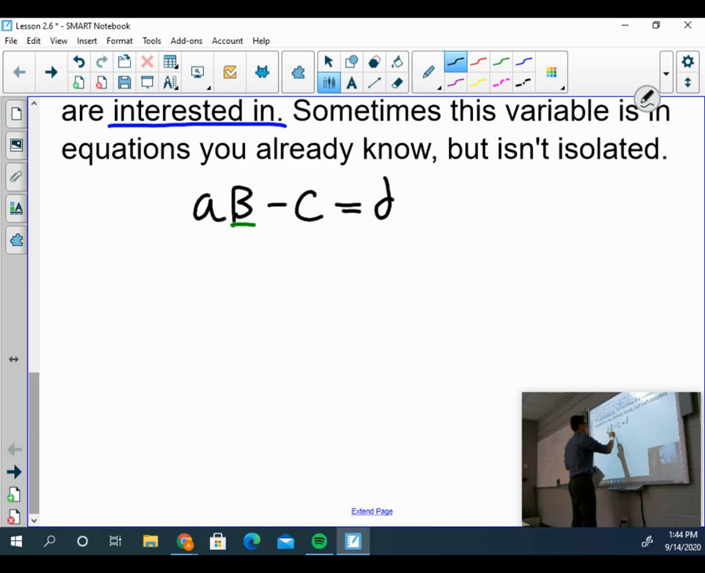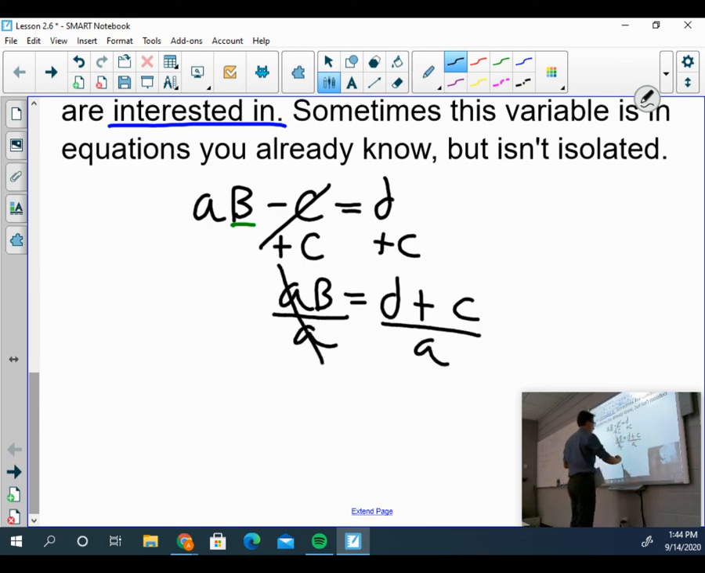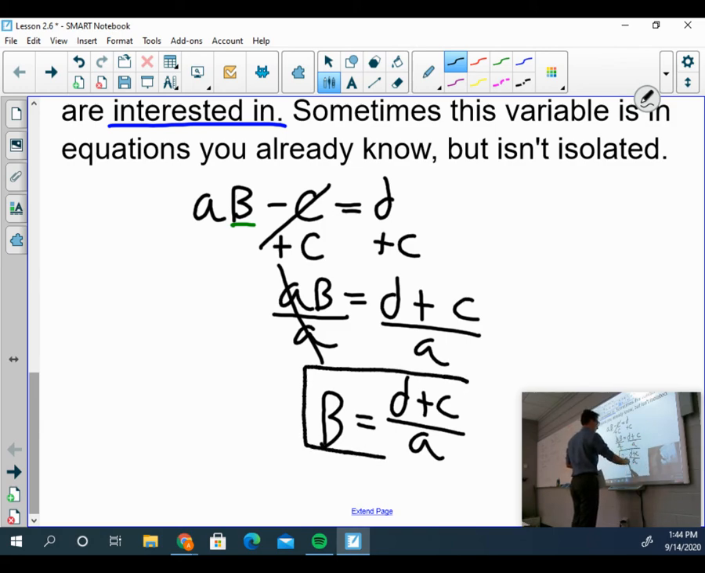Again, handle your addition and subtraction first. Add c to both sides. And I get a times b equals d plus c. They do not add together because they are not like terms. Divide both sides by a. Again, no simplification can be done, and I am left with d plus c over a as my answer.